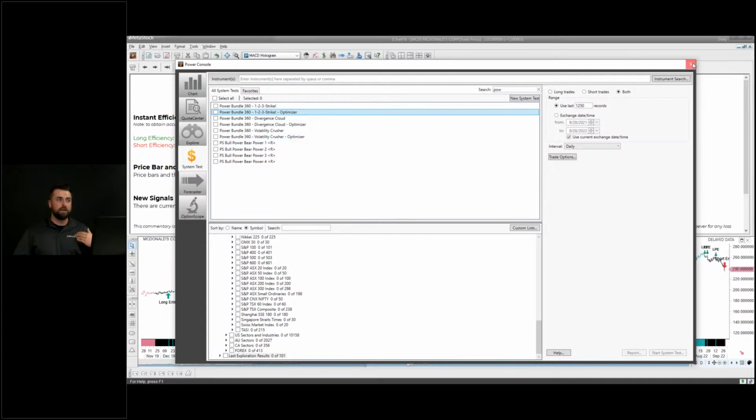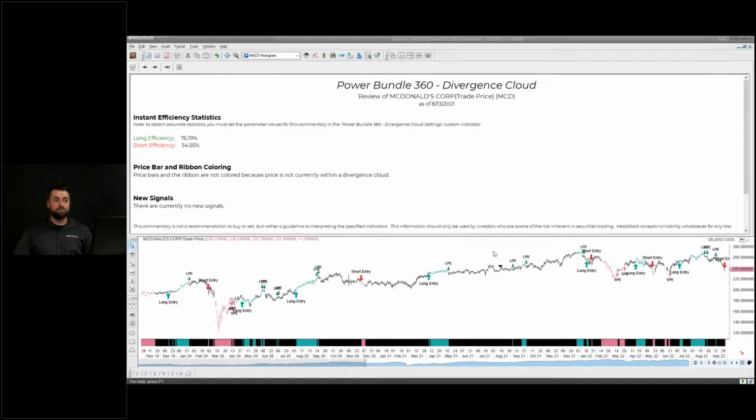So that's a really unique and interesting way of updating the system to make it even better, but the defaults already perform amazingly. And I know I didn't go into a lot of the details of how exactly Power Bundle 360 works with all these different indicators, but I just wanted to show you that they are effective.